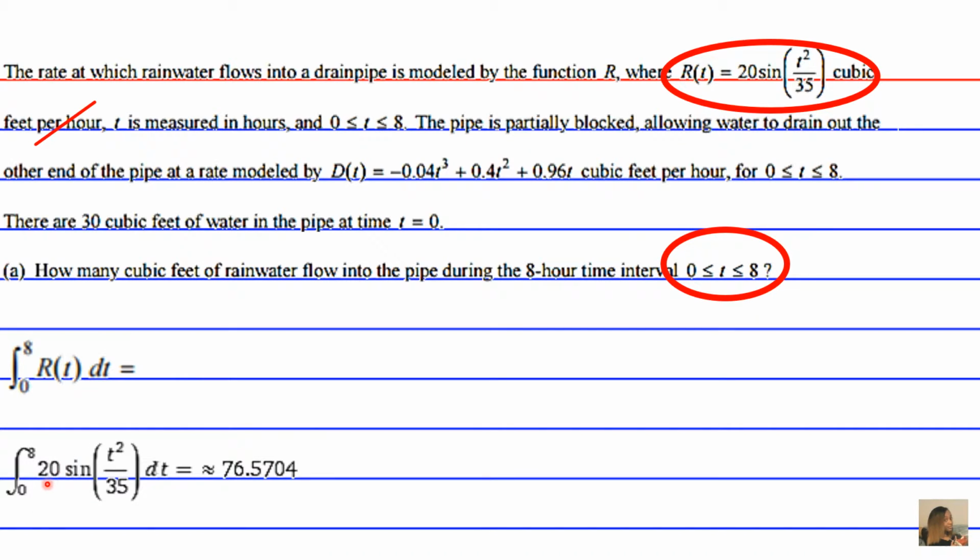So when we plug in our integral, we get the integral of 20 times the sine of t squared over 35, that's r of t, dt, and it's going to equal approximately 76.5704. And I know you're probably wondering, like, whoa, what the heck? How did you come up with that? Well, the trick is to figure out the integral and then plug it into your calculator.